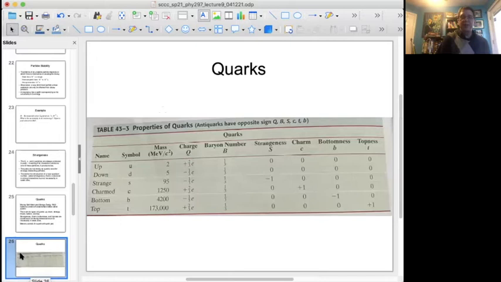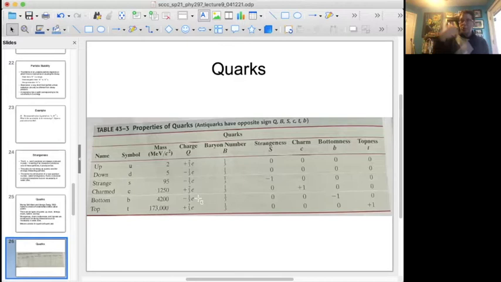And so you see the different quarks and the different properties that are associated with them. So the up and down quark do not have additional properties associated, but the strange is -1, the charm is +1, the bottom is -1, and the top is +1. And the charges are of a fraction.